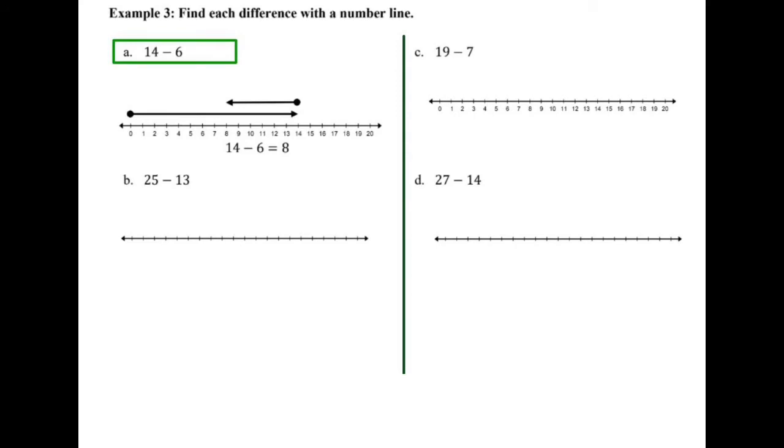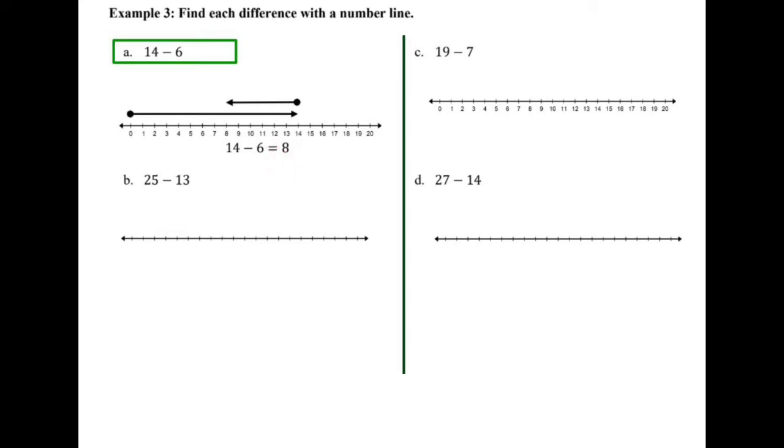And here we have a few problems to practice with. We're going to do the method that Canvas is expecting so that you know you can do it the way they want you to. Find each difference with a number line. The first one's done for you, the one in the green box. You start at 0 and you go to 14. From 14 you're going to back up 6, and we ended up at 8. So that's our answer.